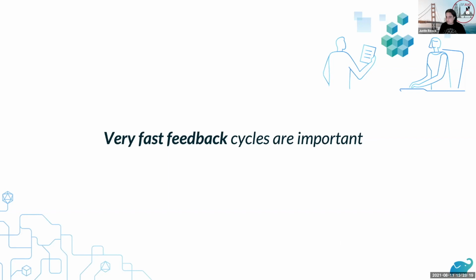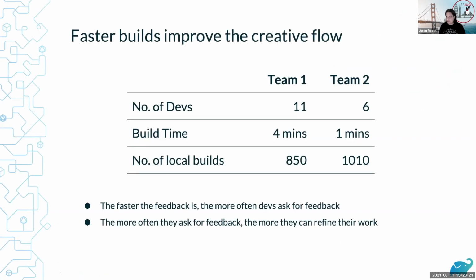So very fast feedback cycles are important, right? That's kind of principle number one of a lot of what we're talking about here. So faster builds improve the creative flow. There's a couple of things that I want to point out when we look at the math here. First of all, let's just set the context for our hypothetical scenario. Team 1 has 6 team members, almost twice as many team members as Team 2. The build time for Team 1 is 4 minutes. The build time for Team 2 is 1 minute. Team 1 is able to execute 850 local builds, whereas Team 2, with almost half as many developers, is able to execute significantly more builds in this period of time because their build time is 1 minute.